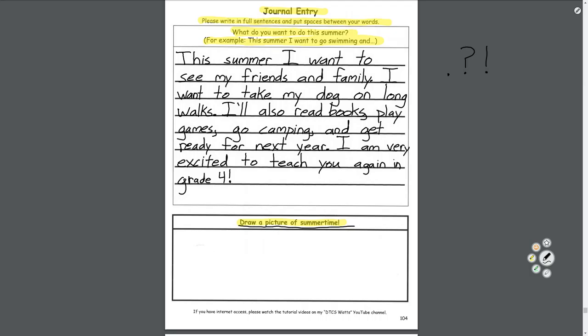So I'm not going to draw everything, but I am really excited to take my dog on long walks. And I'm even going to ride my bike, and I know she's going to follow me. She follows me everywhere. She does everything I do. And she's really fast and she can run faster than I can run. So I'm going to need my bike to get ahead of her.